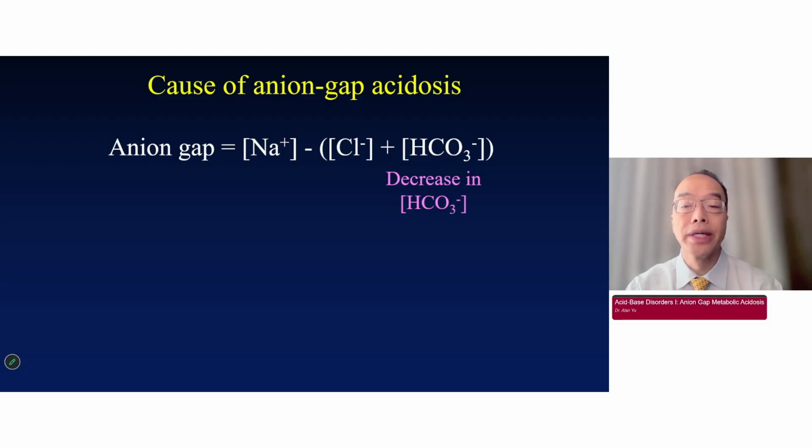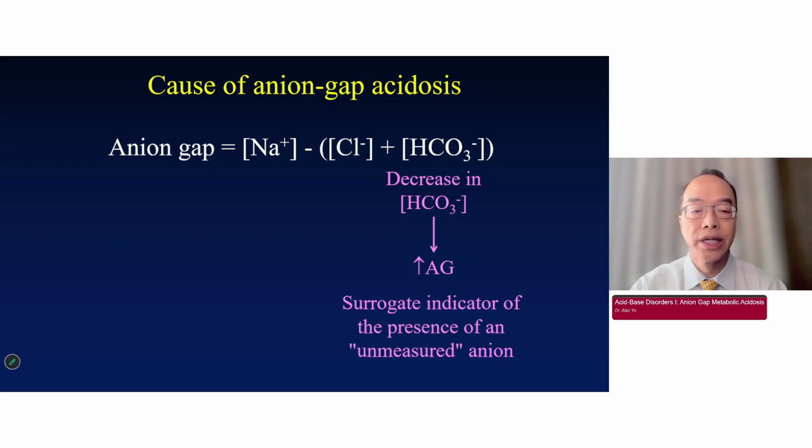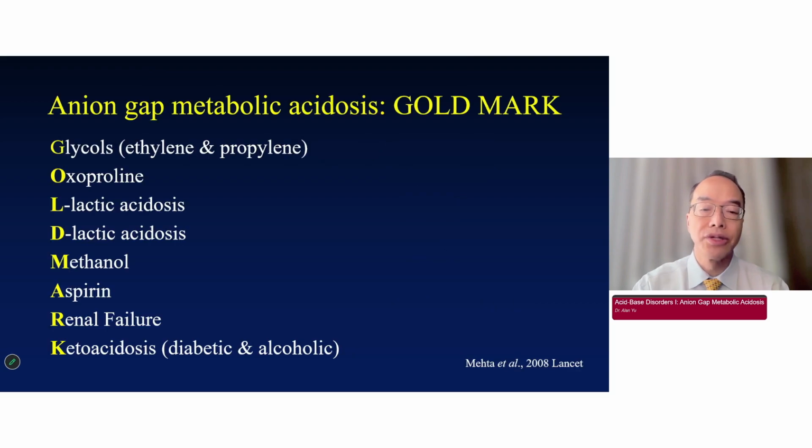And this is just showing exactly what I mentioned, that if your bicarbonate decreases and your sodium and chloride don't change, your anion gap actually increases. And it's a surrogate indicator of an unmeasured anion.